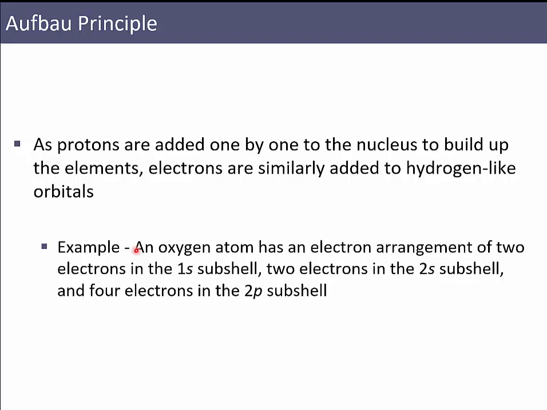Protons are added one by one to the nucleus to build up elements. And electrons are similarly added to hydrogen-like orbitals one at a time to fill up your electron orbitals. So for example, the oxygen atom has an electron arrangement of 2 electrons in the 1s subshell, 2 electrons in the 2s subshell, and 4 electrons in the 2p.